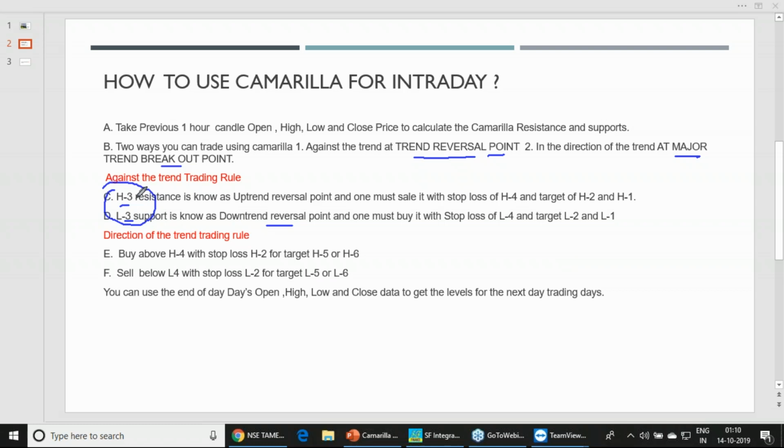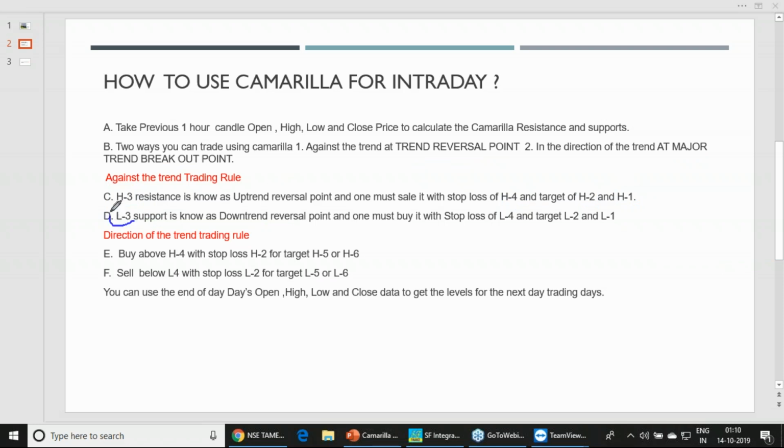That suggests that you must sell at resistance 3, keep resistance 4 as your stop loss, and targets will be the second resistance and first resistance. It is just contrary to the trend. Whatever the prevailing trend is, that is going to reverse from here. So you are going against the trend when entering the trade.